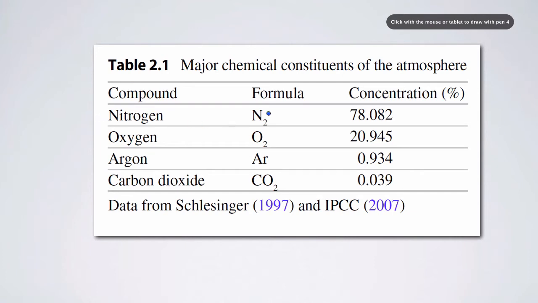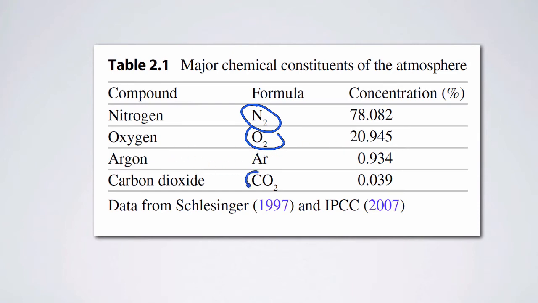So the major gases in the atmosphere, we have nitrogen gas, N2, and that's about 78% of the atmosphere. And then there's also oxygen, which is roughly 21%. Argon is there too, about 1%. And then we get into carbon dioxide, which is somewhere on the order of 0.4%.